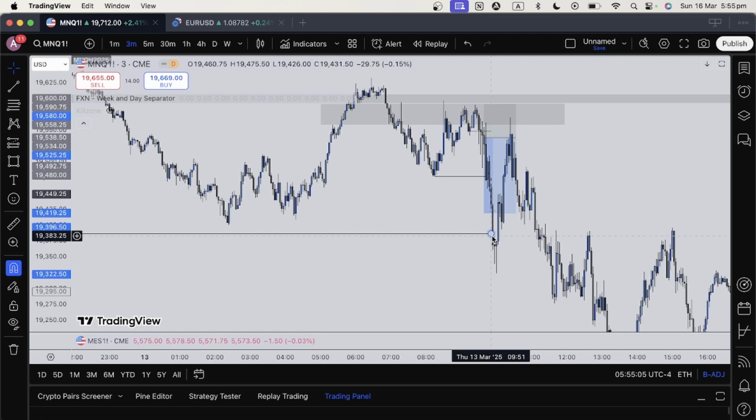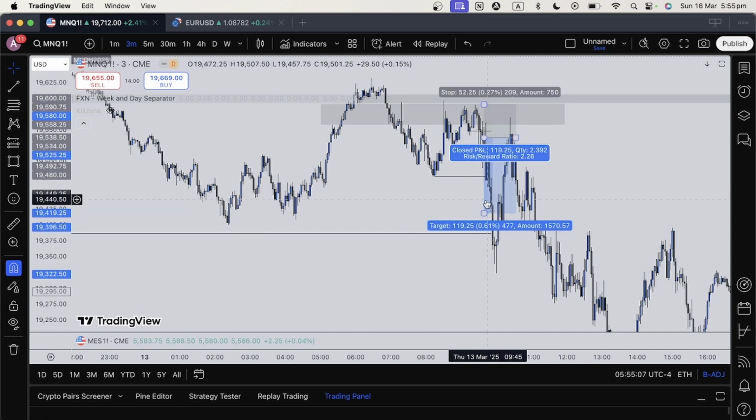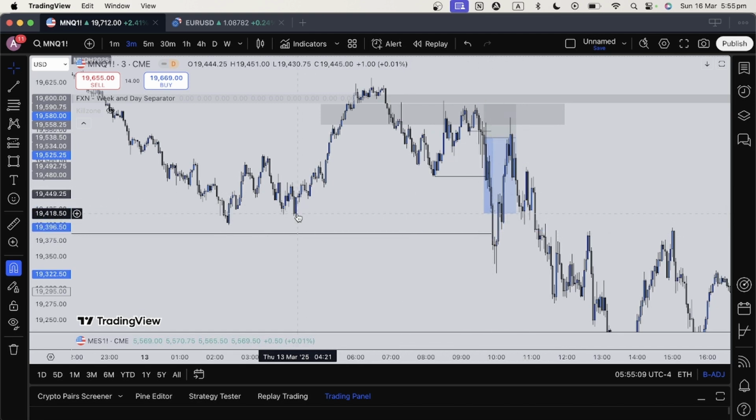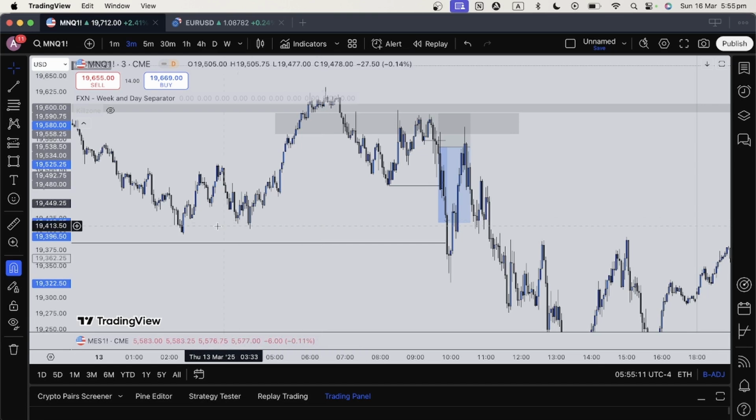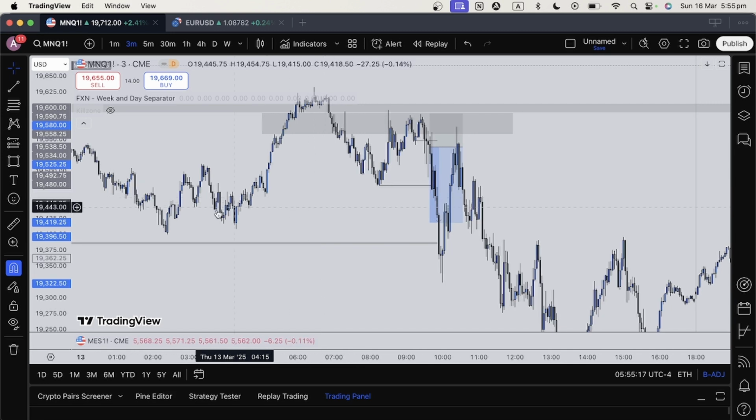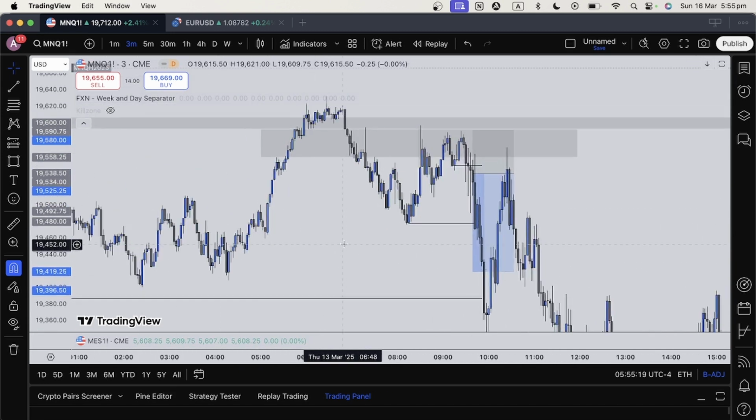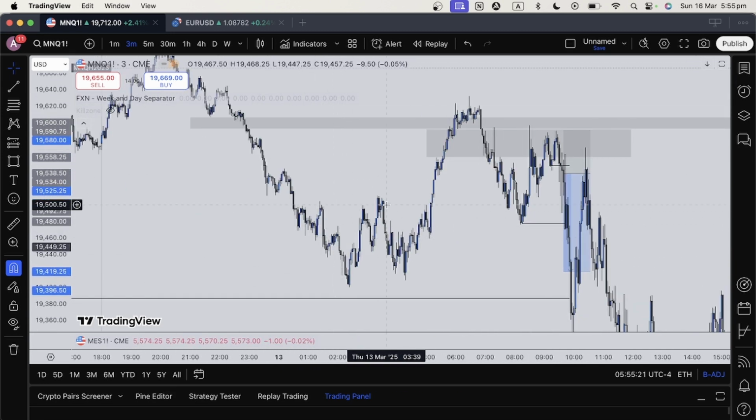so I could have targeted that, but I just wanted to target a 1 to 2, so I targeted that body right there as my final take profit because I only had 2 contracts on, so I could only have 2 partials. So yeah, that was it for this trade. It's a pretty simple continuation trade.